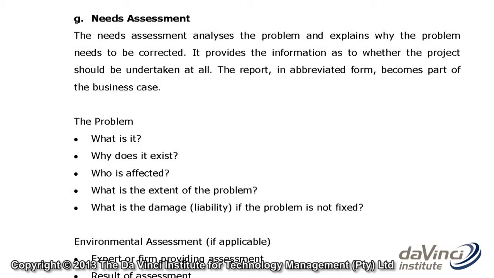Look at the problem. What is it? The coffee machines aren't working, clearly stated. Why does it exist? It was the solution to a particular problem. Correct? Am I correct in saying that? Who is affected? All the factory workers, correct? What is the extent of the problem? Lack of productivity, discontent among the factory workers, etc. What is the damage? And this is an important thing. What is the damage liability if the problem is not fixed?